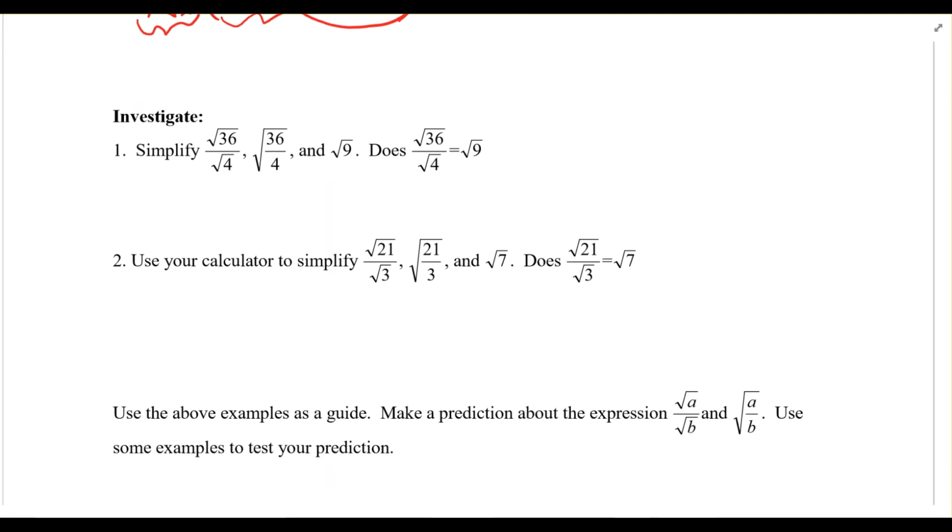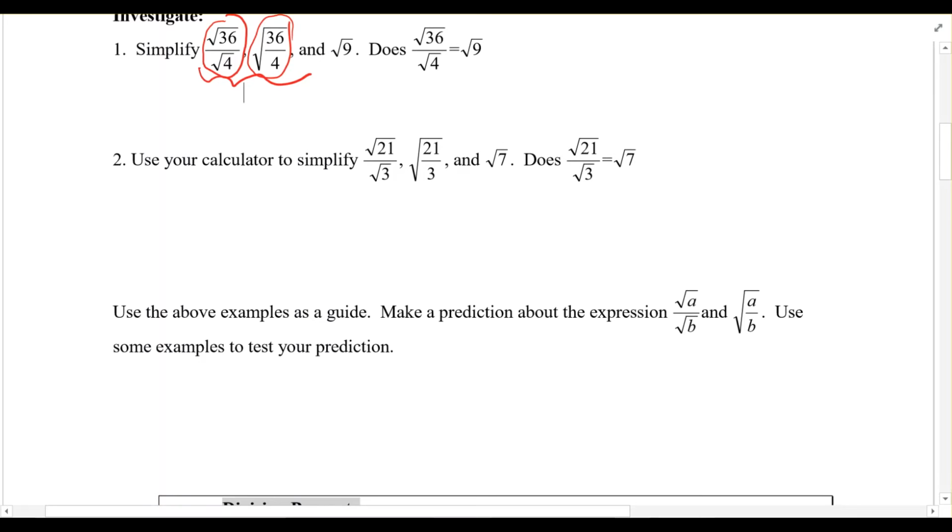Okay, so number one here says simplify square root 36 over square root 4, and 36 over 4 all square rooted, and square root 9. What I mean by that, just put those all in your calculator for a second and see, do you get the same answer? Do you get 3 for an answer? You should. They're actually all the same, right? So the idea here is you can write the square root of 36 over the square root of 4, and you could put that all under the square root and it means the same thing.